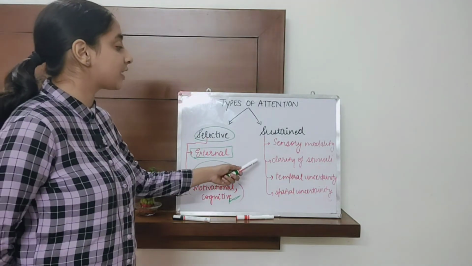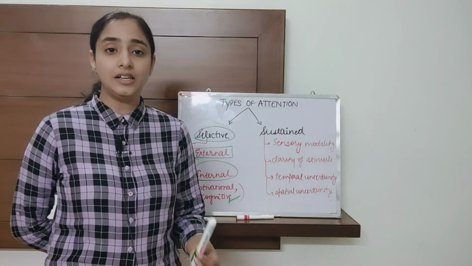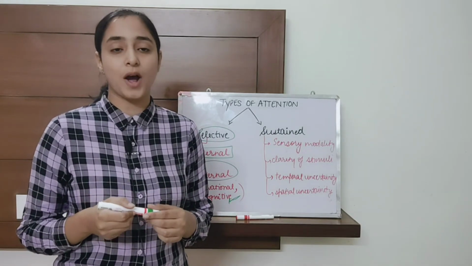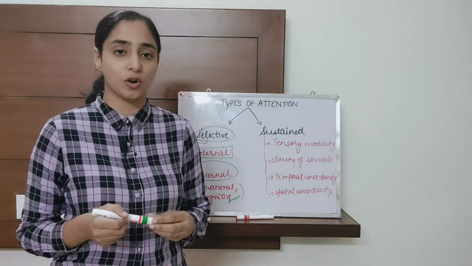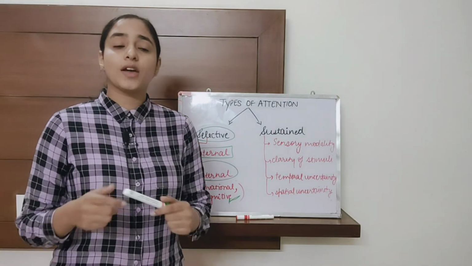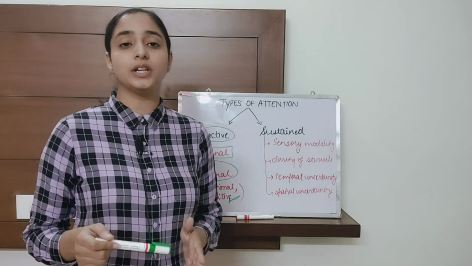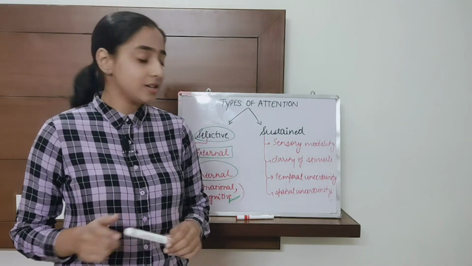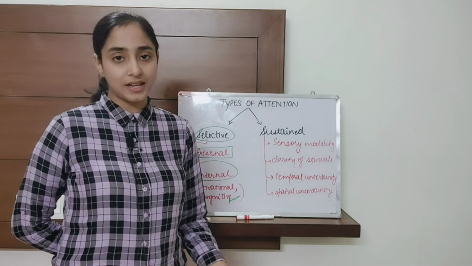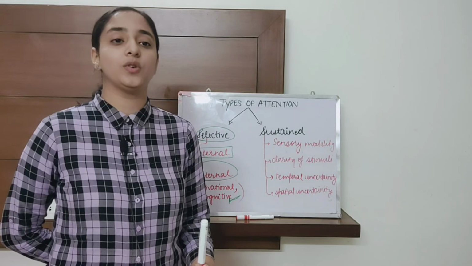Now the second factor is clarity of stimuli. The stimuli which are intense, which are clear, or the ones which are prolonged for a longer duration are better attended to as compared to the ones which are less intense or short. The third factor is temporal uncertainty. The stimuli which are more regular in their time periods are better attended to as compared to irregular stimuli. The last factor is spatial uncertainty. The stimuli which are found at fixed places will be better attended to as compared to the ones which do not have any particular location.